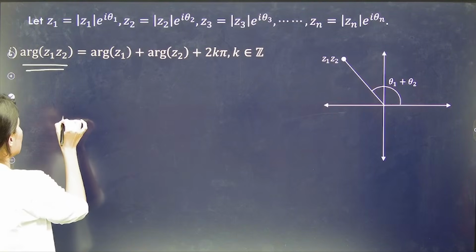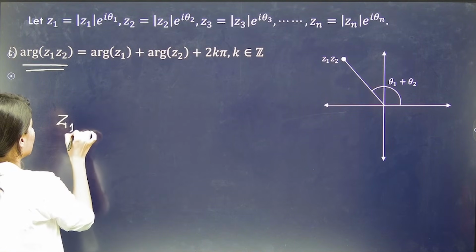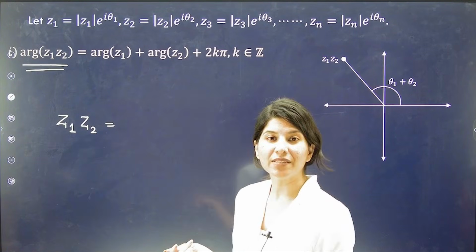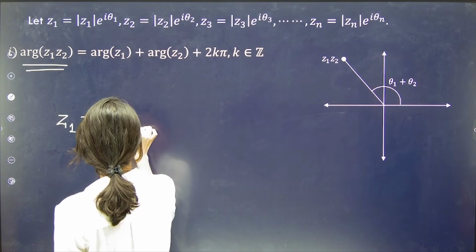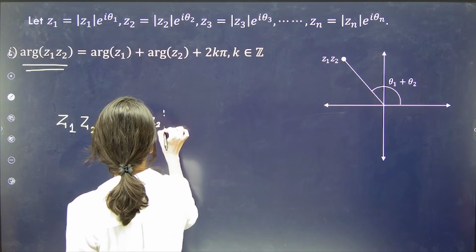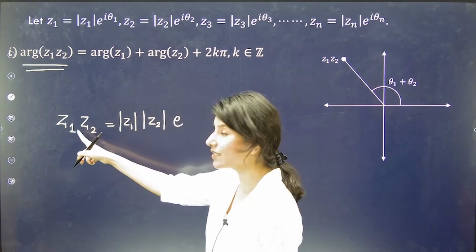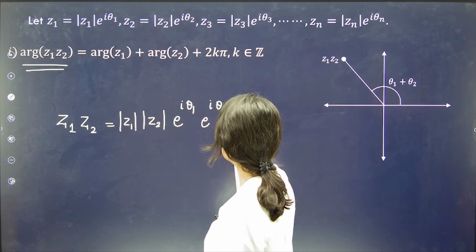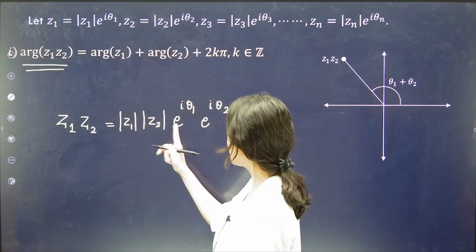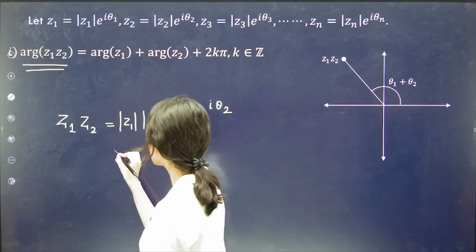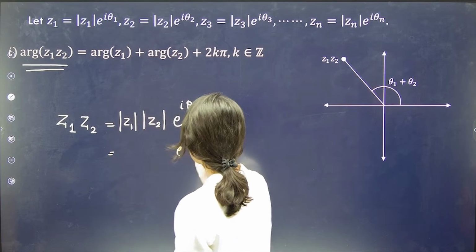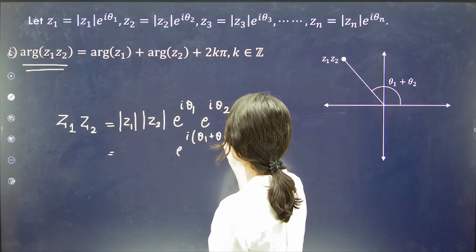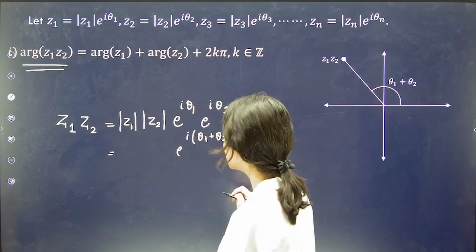Let me show you. Let's calculate Z1 into Z2. So Z1 into Z2 is mod Z1 mod Z2, e raised to power iota theta 1, e raised to power iota theta 2. Correct? This is your Z1, this is your Z2, just multiplied, simply multiplication. I am not focusing on the mod, I am just focusing on the e raised to power. Now the bases are same, can we add the powers? Theta 1 plus theta 2, definitely.